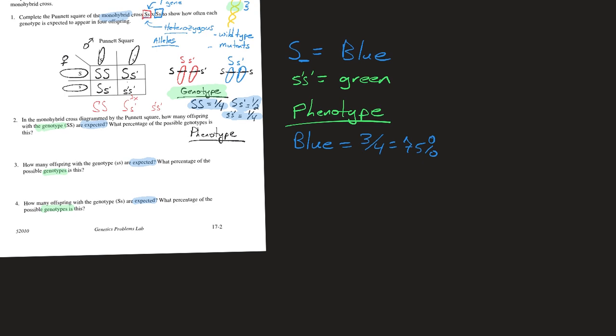I guess I skipped a step, so maybe I shouldn't do that. 3 out of 4. When you divide 3 by 4, you get 0.75. When you take that 0.75 and multiply it by 100%, you get 75%. Does that make sense? Yeah. So that's 3 out of 4 is 75%.